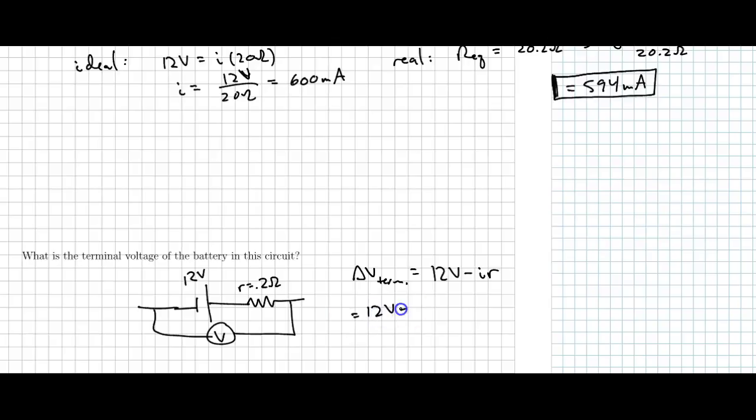So it's 12 volts minus, we're looking in the real case here, 594 milliamps times 0.2 ohms will give us 11.88 volts. So that'll be our terminal voltage. If we put a meter across our battery, it'll read a little low. We expect it to be 12 volts, but it'll read 11.88. The more current we draw, the worse that'll get.